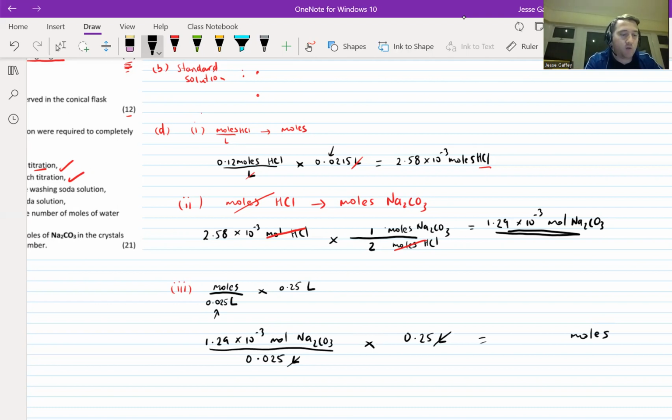Okay, so 1.29 by 10 to the minus 3 over 0.025, all that times by 0.25. And the answer I'm getting is 0.0129 moles of Na2CO3. All right, just checking, is that right? Yep, that looks good. So that's the next bit done.